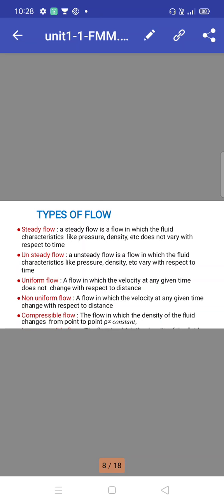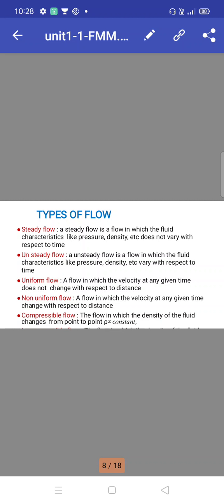Just opposite to that, if there is a change with respect to time in pressure and density, we call it unsteady flow. The unsteady flow is one in which fluid characteristics like pressure, density, etc. vary with respect to time. They will change with respect to time. So that is the unsteady flow.